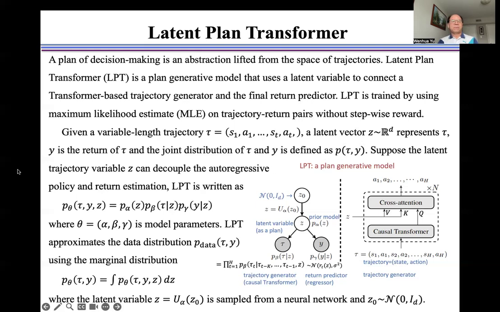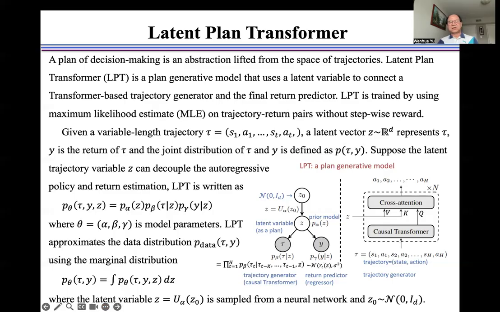Suppose the latent trajectory variable z can decouple the autoregressive policy and return estimation. LPT is written as here, which consists of three terms, namely p alpha, p beta, and p gamma, as shown here. Where theta is the model parameters, LPT approximates the data distribution p data using the marginal distribution p theta.